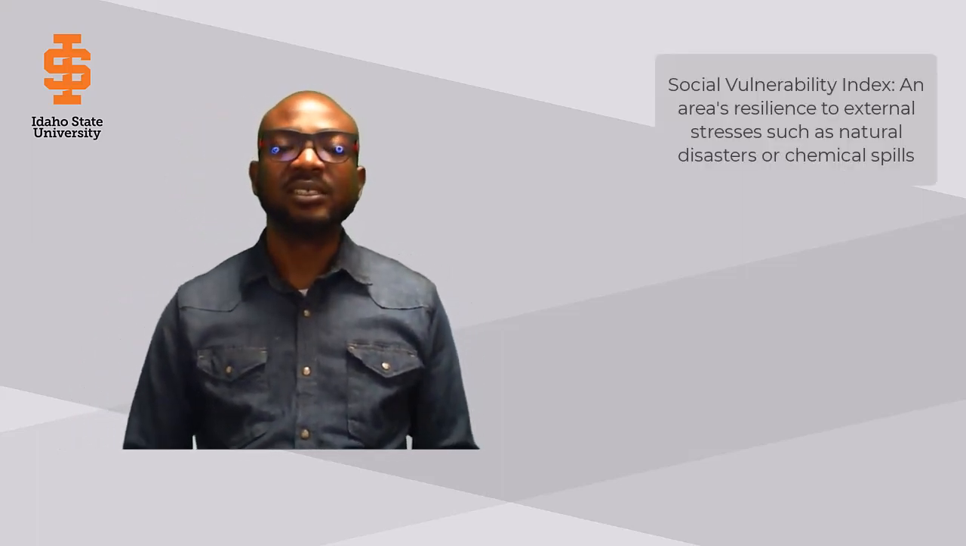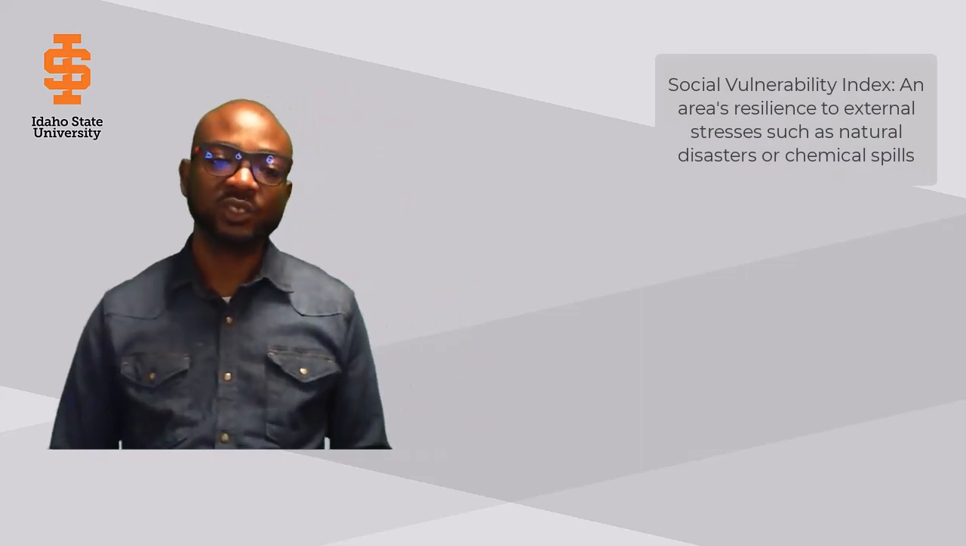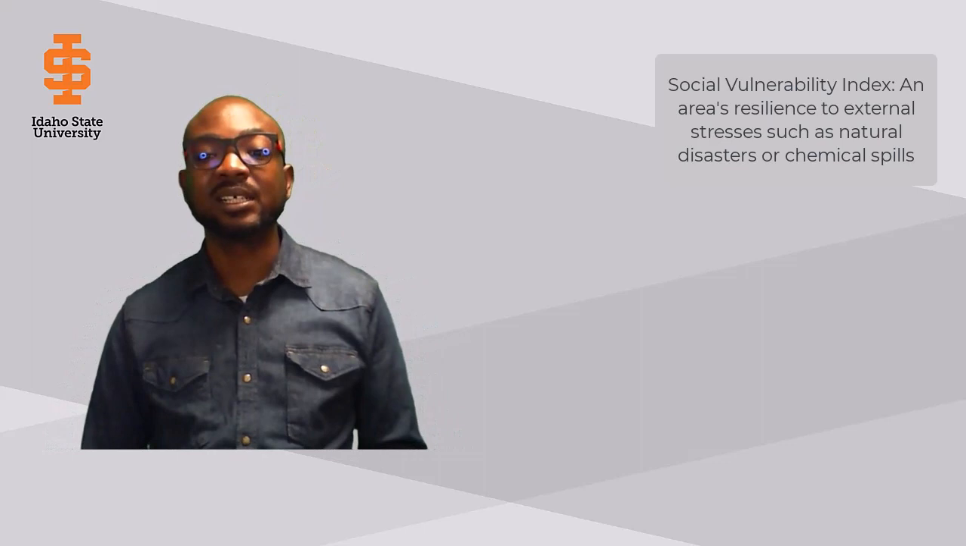While there is no measure of deprivation systematically used by the United States Department of Health and Human Services, the Centers for Disease Control and Prevention developed a comparable measure called the Social Vulnerability Index. The Social Vulnerability Index looks at an area's resilience to external stresses such as natural disasters or chemical spills. The index consolidates 15 different indicators, including poverty, housing conditions, and access to transportation.